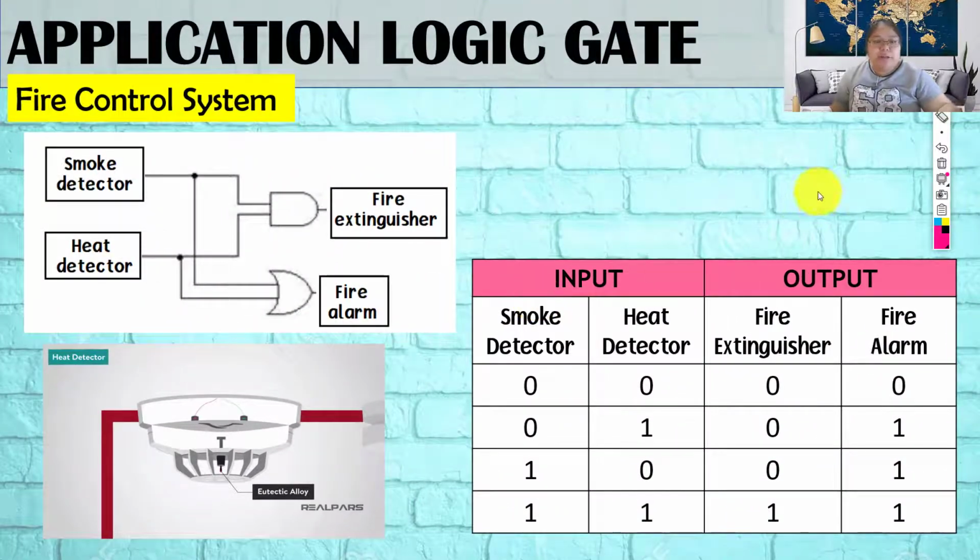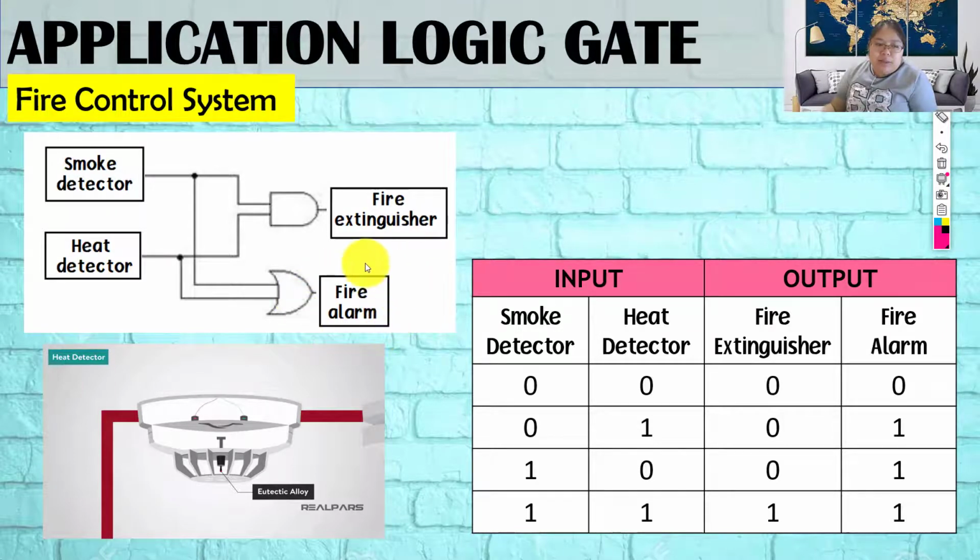Okay, this one is an application for the control system. This control system is using two logic gates, one is an AND, one is an OR. They got two different outputs, because one logic gate can only give one output. So we got smoke detector, we got heat detector. The AND gate is for the fire extinguisher. The OR gate is for the fire alarm.